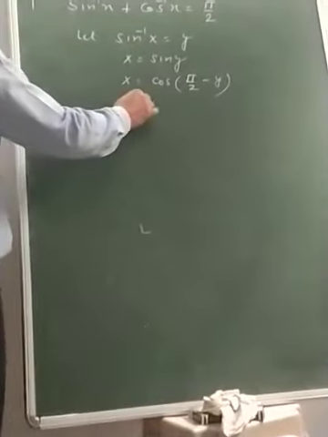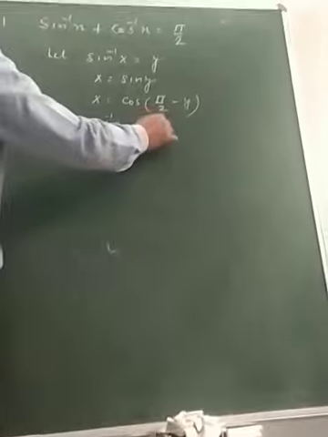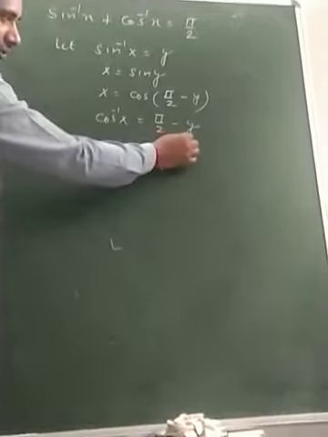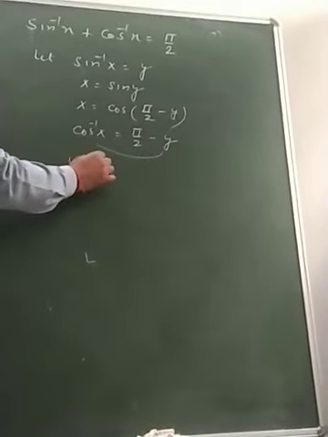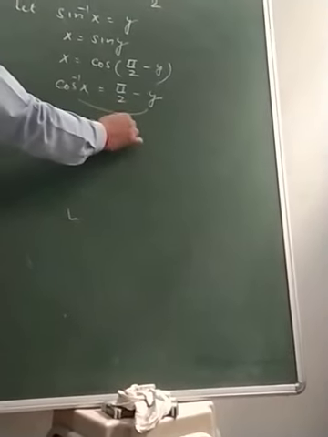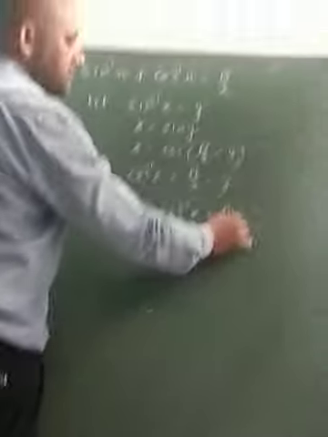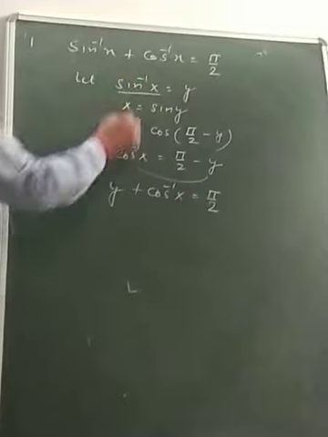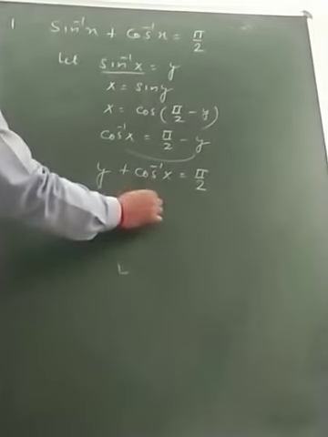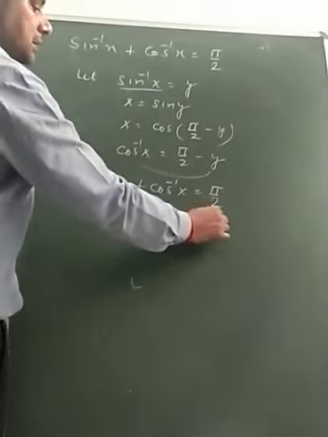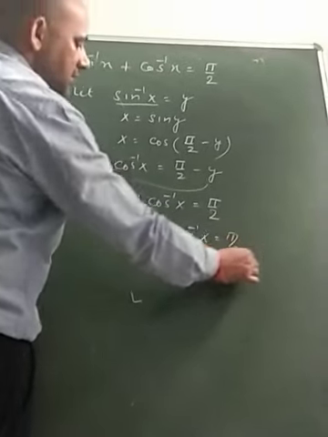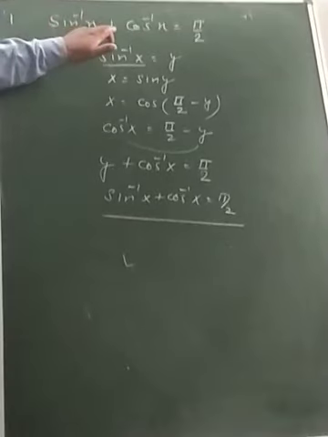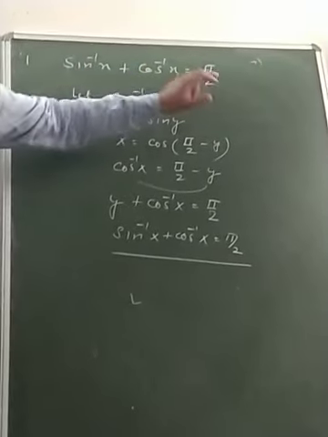Cos converts into cos inverse x, here pi by 2 minus y. Minus y changes into plus y. So y plus cos inverse x is pi by 2. And what is y? Sine inverse x. So thus sine inverse x plus cos inverse x is pi by 2.